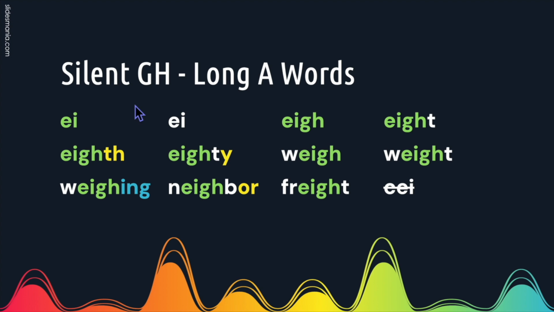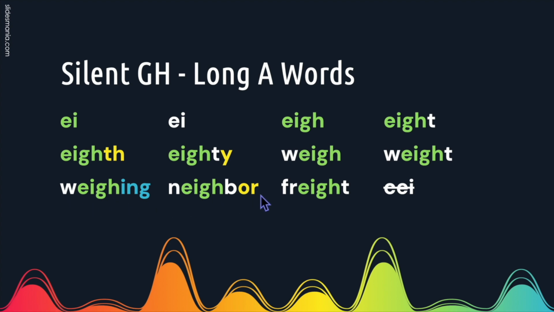Here are some more words with a silent GH. In all of these words, EI is going to have a long A sound. So this sound is A. This is also A, with the GH being silent. 8, like the number. TH in this word will say th, eighth. 80. Remember that a Y at the end of a long word usually has a long E sound. Weigh, weight. We can add suffixes and it doesn't change the long A sound.